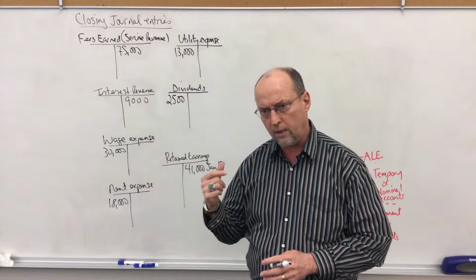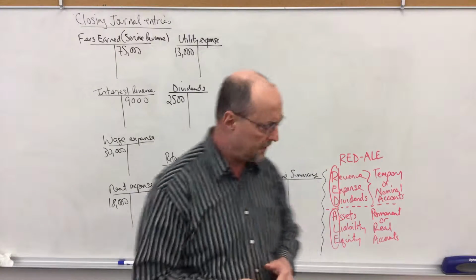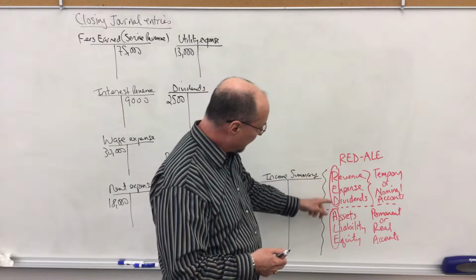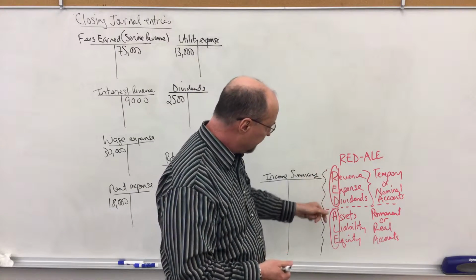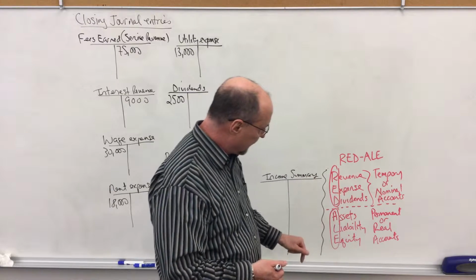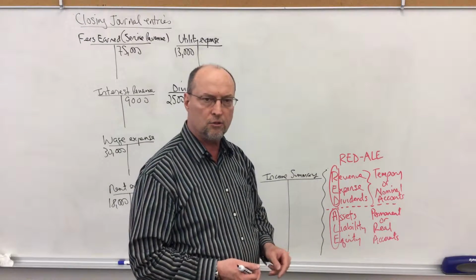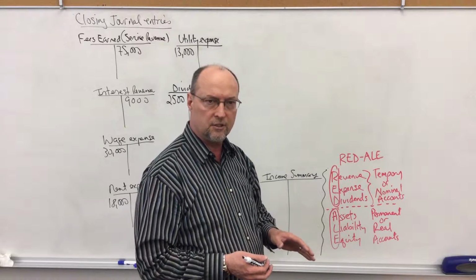Now I've put on the board what I call a mnemonic. Step aside here, and we see RED ALE. Red, I call these the red accounts, and I put them in red: Revenue, Expense, and Dividends. These are the temporary or nominal accounts. These get closed out. Closed out means set back to zero.